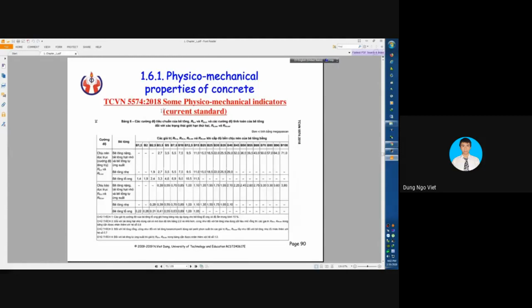The next slide is the physical mechanical indicators for the current standards. This is the new standard, TCVN 574, and it was published in the year 2018. So you can see it for reference.